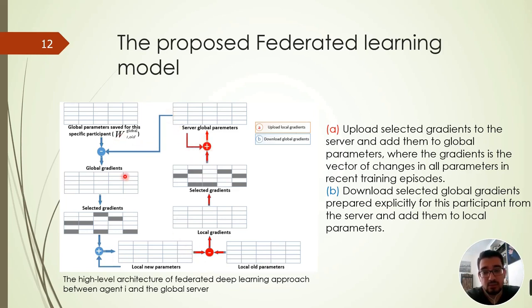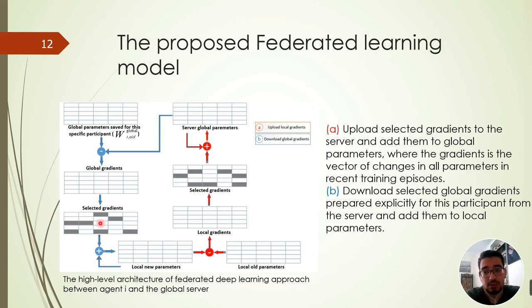Now let's talk about the blue path. The logic behind the blue path is exactly the same as the red path. These are new parameters of the global server. These are the parameters of the global server the last time that this specific participant requested the server to download the parameters. Now we compute the global gradient, select a subsection, and send them to the participant I. This participant receives these gradients and adds them to the corresponding local gradients.